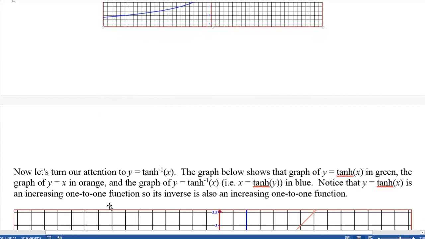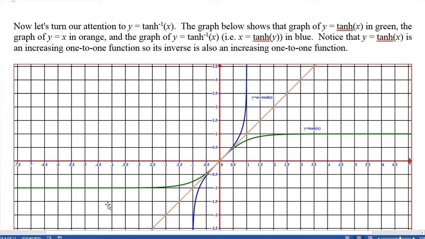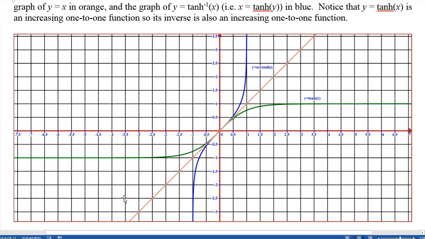Let's do another one. Now let's turn attention to the inverse hyperbolic tangent, graphed in blue. Notice it's defined only between -1 and 1. Well, let's start with the hyperbolic tangent, the green one. It has horizontal asymptotes at -1 and 1, so the y's are between -1 and 1, and the domain, the x's, are all reals. So when you do its inverse, you just switch those two things, and so the domain is only between -1 and 1, not including -1 and 1, and the range is all reals. And we can see that graph.